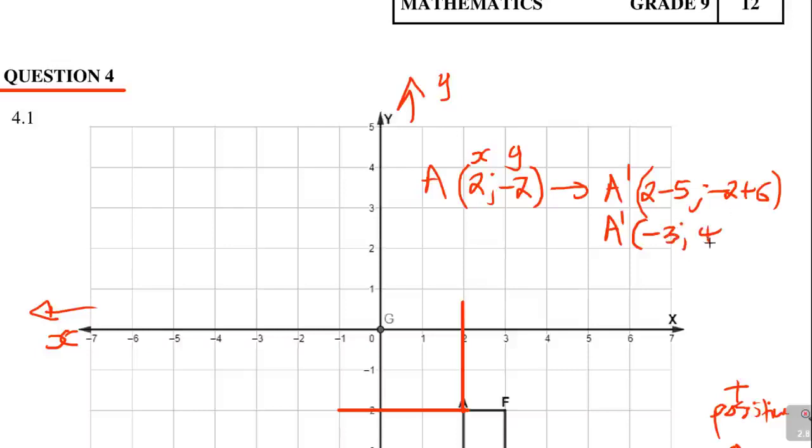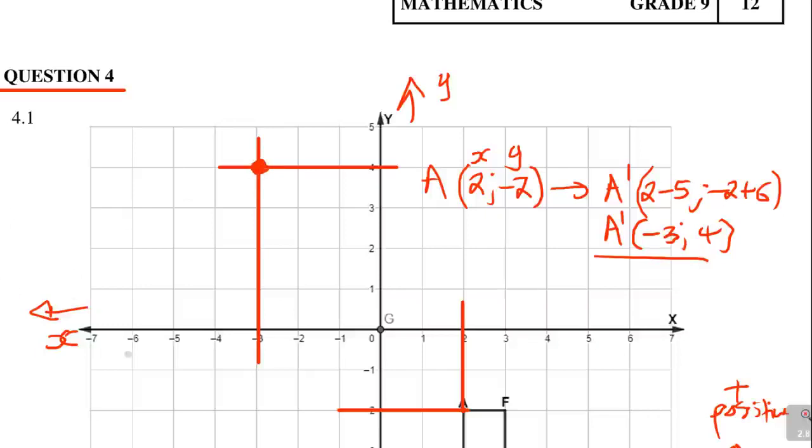Minus 2 plus 6 is 4. So you identify now the new A is minus 3 and 4. If you look at it, minus 3, remember how you plot. Here x is minus 3 and y is what? It is 4. So the point where this is meeting, where is that point? It is that point. Are you seeing that?